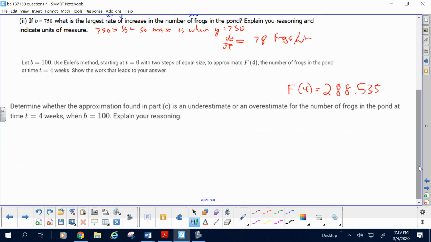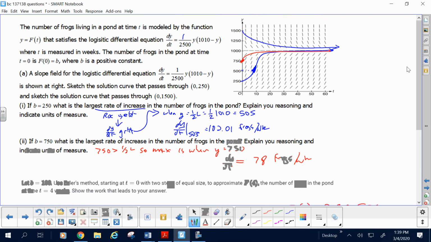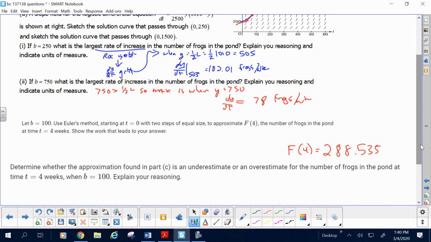Okay. What about over or underestimate? Under, why? The curve is concave up there. Euler, remember, is like tangents, but repeated tangents. So it behaves the same way as tangents. If the curve is concave up, the tangent line falls below the curve, and it'll be an underestimate.